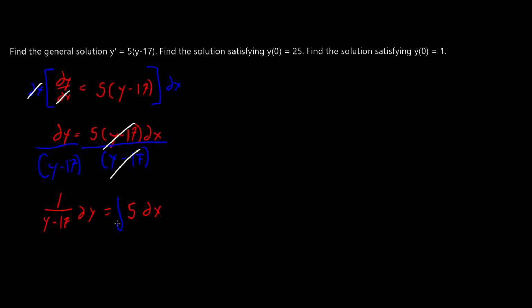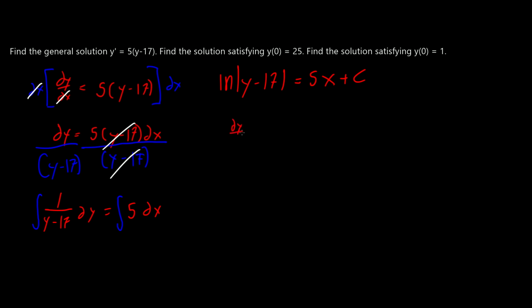From this point we can just take the integral of both sides of this equation, and then the integral of 1 over y minus 17 will be the natural log of y minus 17, and then on the right side we're going to have 5x, and then do not forget your constant of integration c. If you're wondering why the antiderivative of 1 over y minus 17 is equal to natural log of y minus 17, we need to cover a few things.